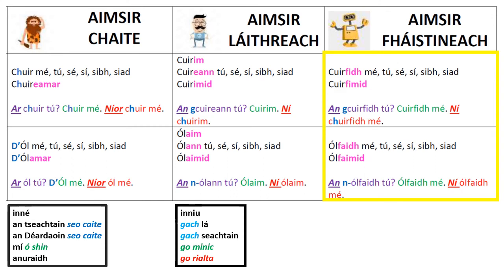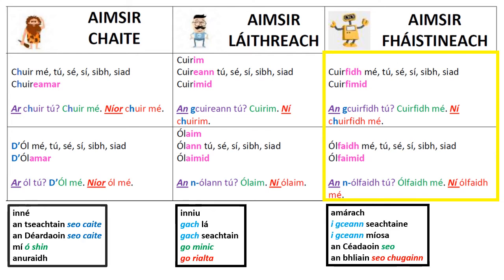Cuirfimid. Then our questions, again, it's an to ask the question, it's ní to say no. There's an urú at the start for the question, and there's a h if you're saying no. And then if we look at ól, same thing. Ólfaidh mé, tú, sé, sí, sibh, siad, and ólfaimid. And just like in all of them before, the spelling is slightly different for the endings because these ones are leathan.